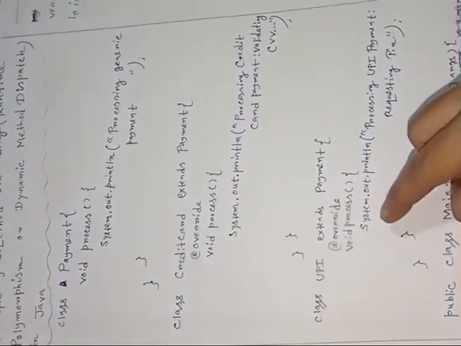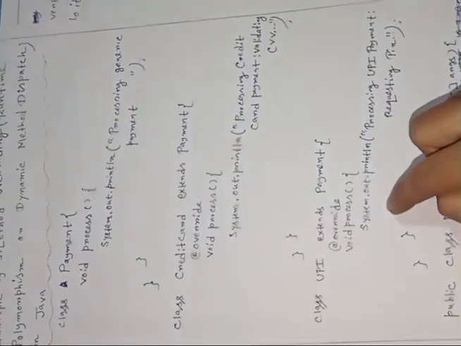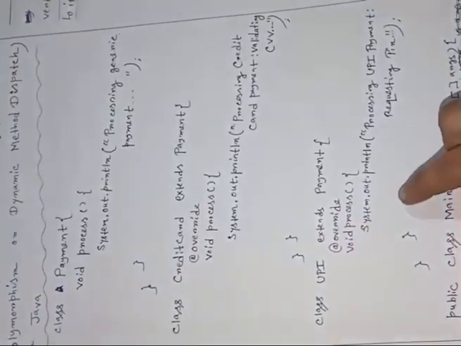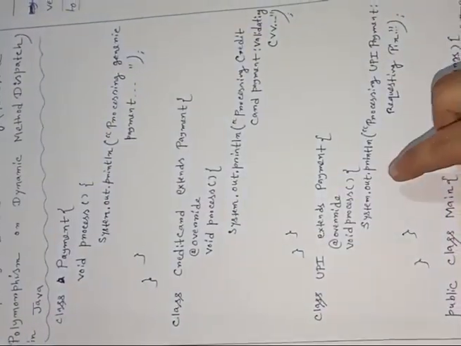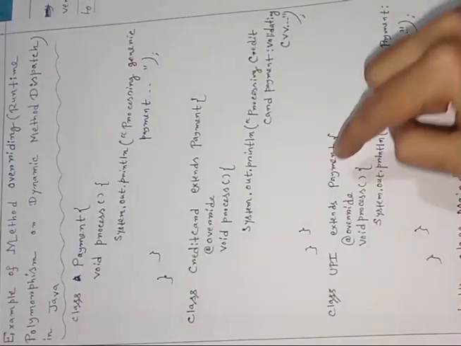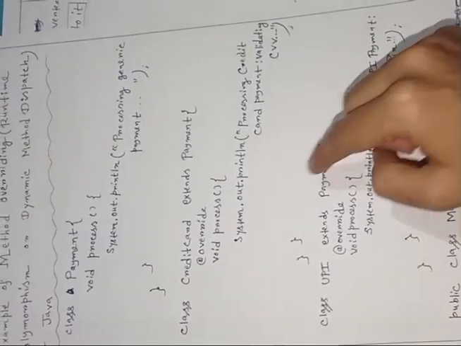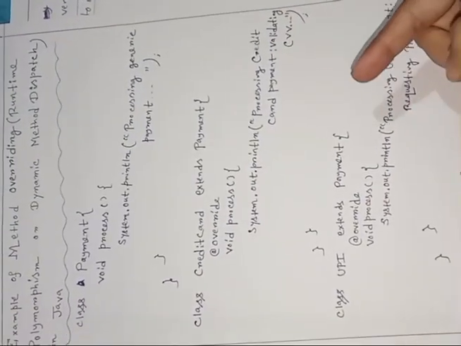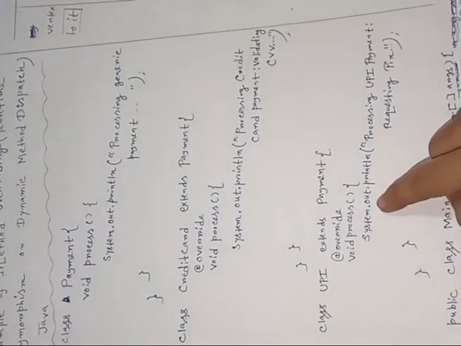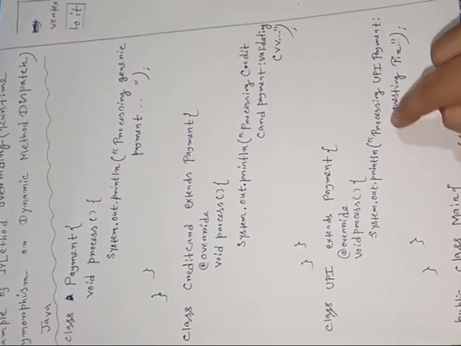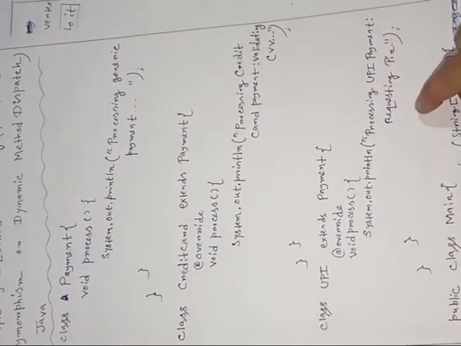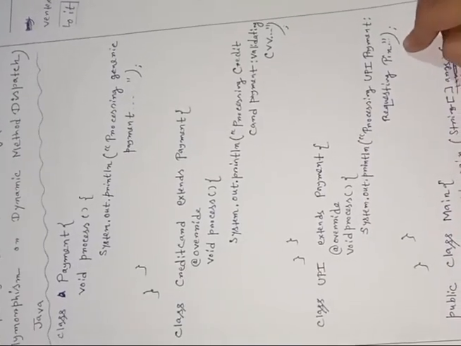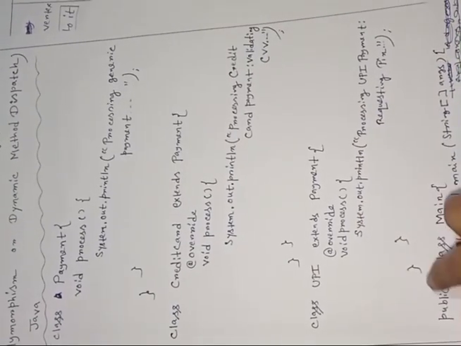Both child classes have their process method just like their parent class through inheritance, but they are overriding the method because their System.out.println are more specific and different from their parent class. So this System.out.println is saying processing UPI payment and requesting PIN, and this child class also ends here.